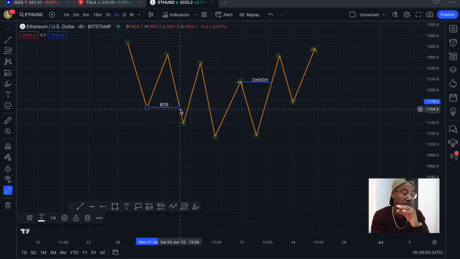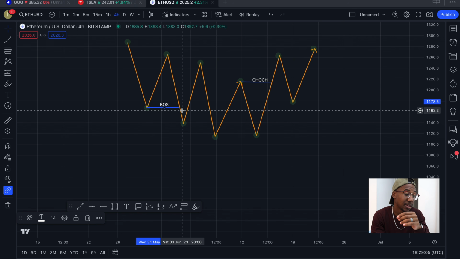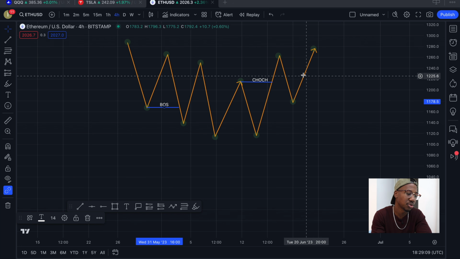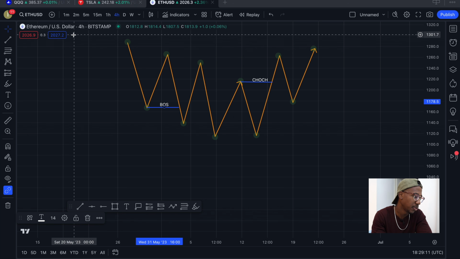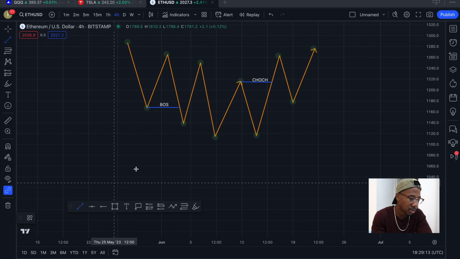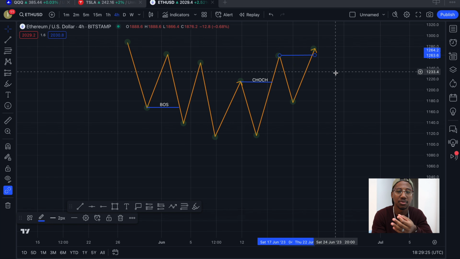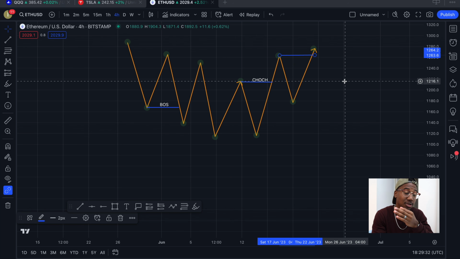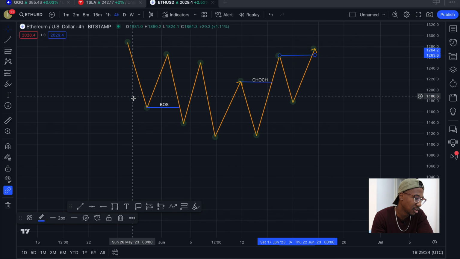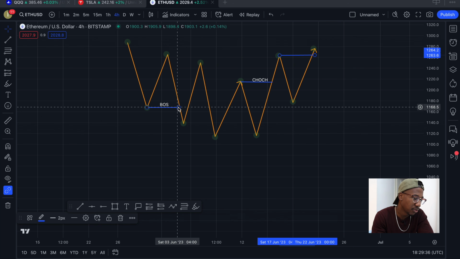In the downtrend, the break of structure is going to be to the downside. In an uptrend, the break of structure is going to be to the upside. Looking over here, we have a break of structure to the upside right here at this level. And usually after a break of structure, you can expect a pullback shortly after that. So looking here, you see it goes a little bit further than a structure break, then we get a pullback.